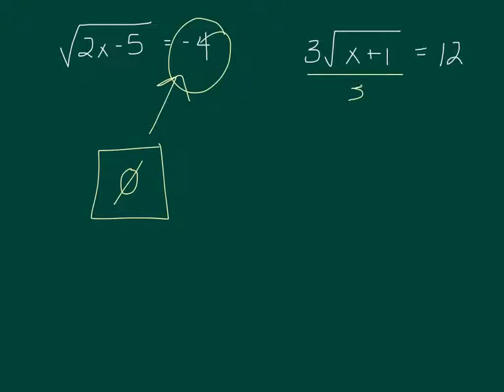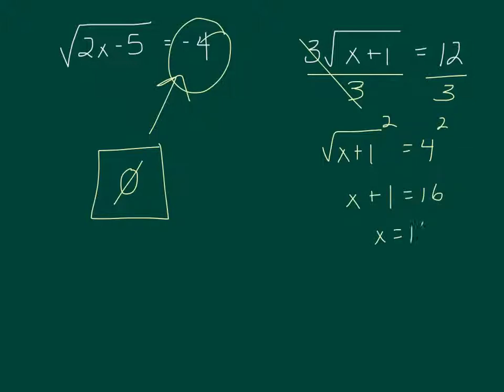So I'll divide both sides by 3, leaving me with the square root of x plus 1 equals 4. Then I can go ahead and square both sides, and I get x plus 1 equals 16, which is x equals 15 for my final answer.